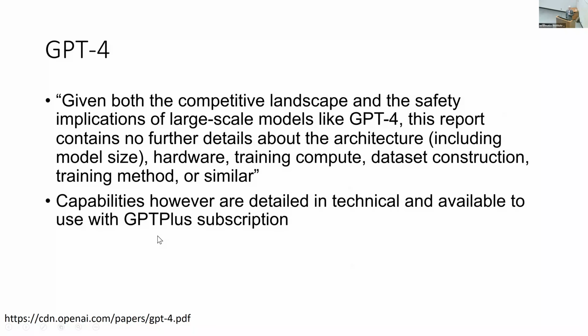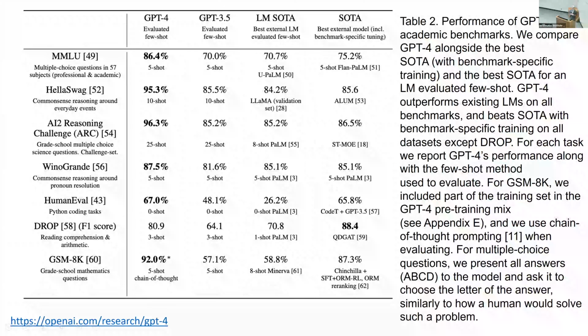And if you have a ChatGPT Plus subscription, then you can actually use it, and it's really quite impressive. So here are some of the results. On the left-hand side, these are standard NLP benchmarks that cover different sorts of NLP tasks. Multiple choice questions across 57 subjects. HellaSwag is common sense reasoning, grade school stuff, coding tasks. And if you compare GPT-3.5, which is what ChatGPT is based on, there's just a massive improvement.